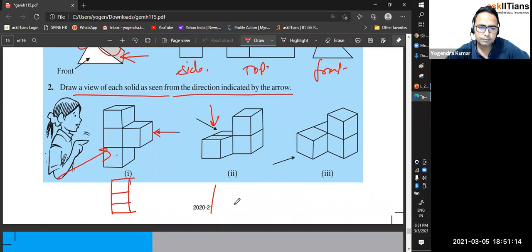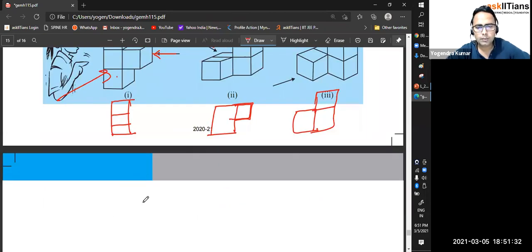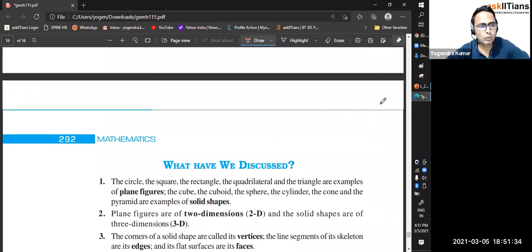Yeah, this is what it is. You need to make it equal. Okay, from this side it looks like this, and this, right? This is this view. Okay, so this is what it is there. These all things we need to understand, right?